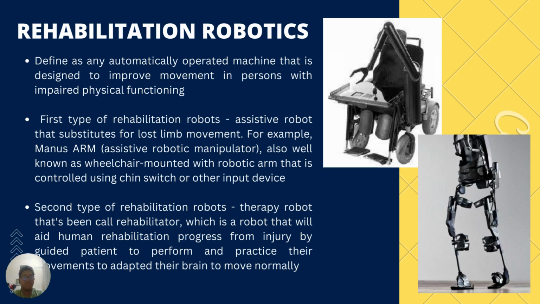For example, a manual assisted robotic manipulator, also well known as a wheelchair mounted with a robotic arm that is controlled using a chin switch or other input device. The second type of rehabilitation robot is the therapist robot, also called a rehabilitator, a robot that aids the human rehabilitation process from injury by guiding the patient to perform and practice their movement to adapt their brain to move normally.